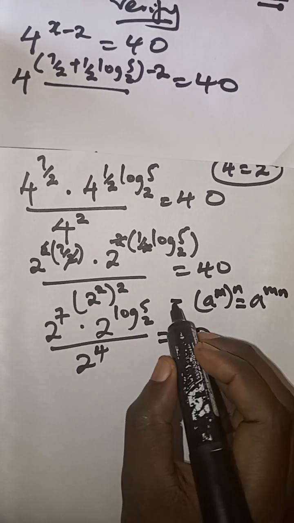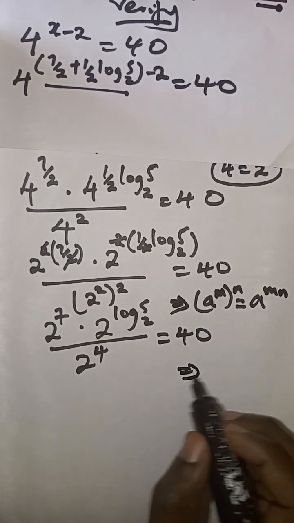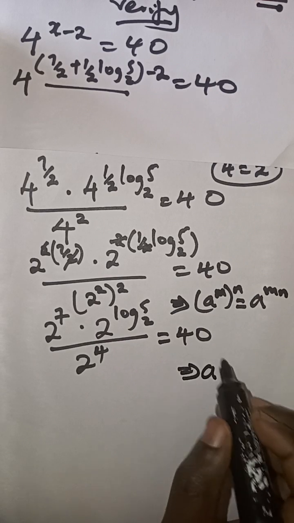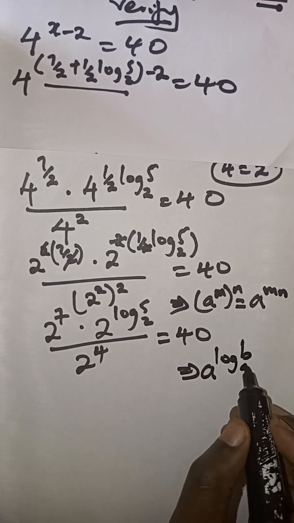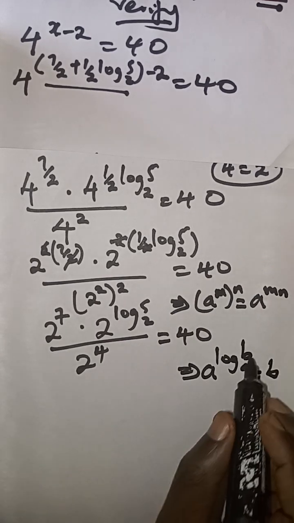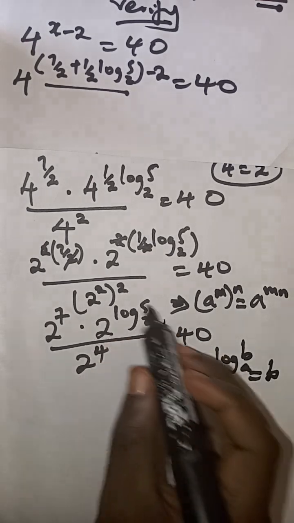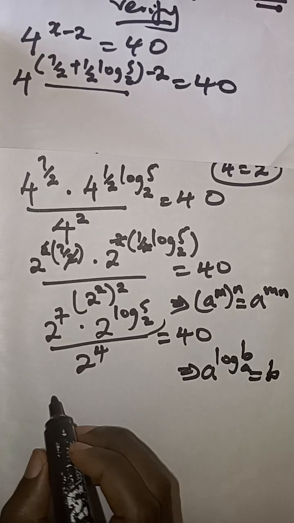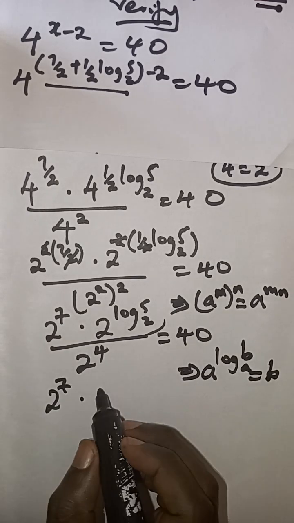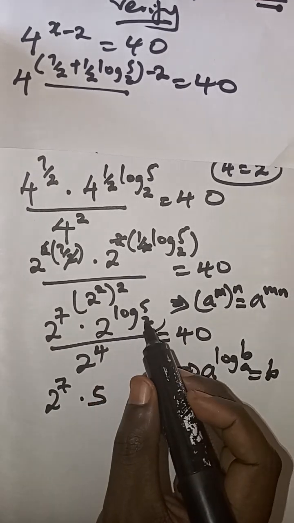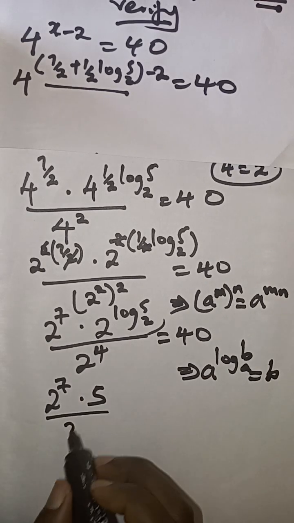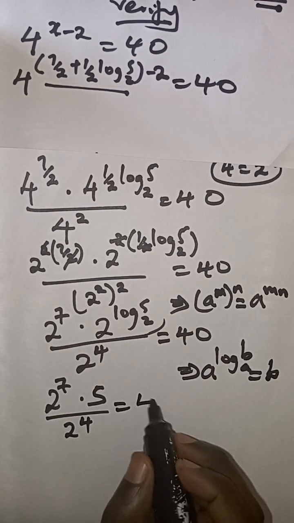You also need to recall again that wherever you have a raised to the log of b to the base of a, this automatically changes to b, meaning that applying that here, I'm going to end up with 2 raised to 7 multiplied by 5. The base and the base are equal. Divide by 2 raised to 4 should give me 40.